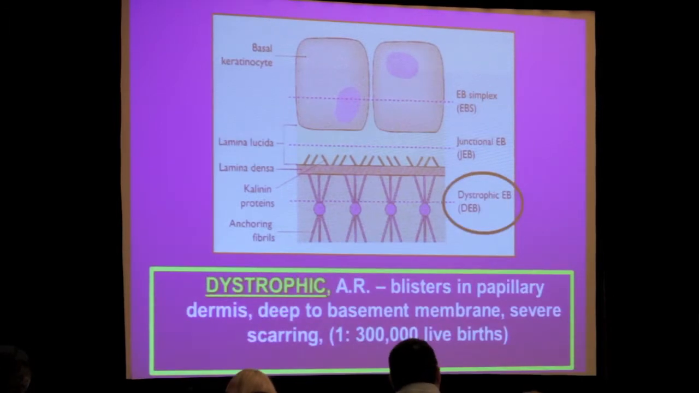The condition that I'm going to speak primarily about is dystrophic EB, which is blisters which occur in the papillary dermis, which is deep to the basement membrane, the central lamina lucida, and this can result in severe scarring.